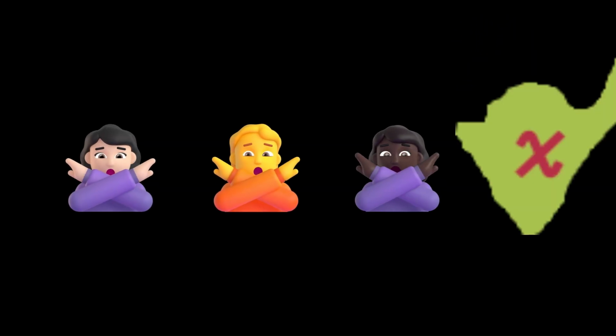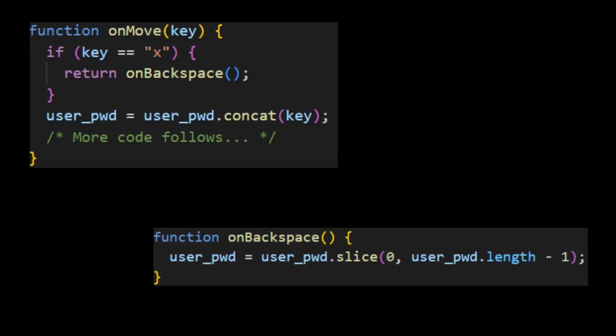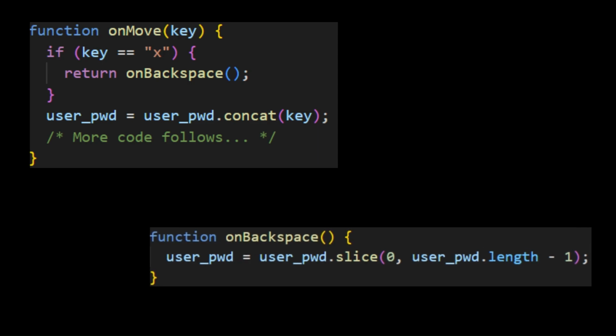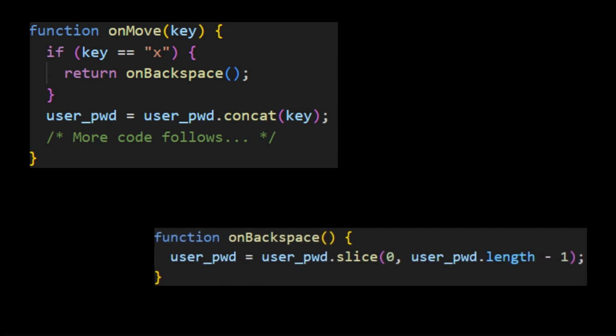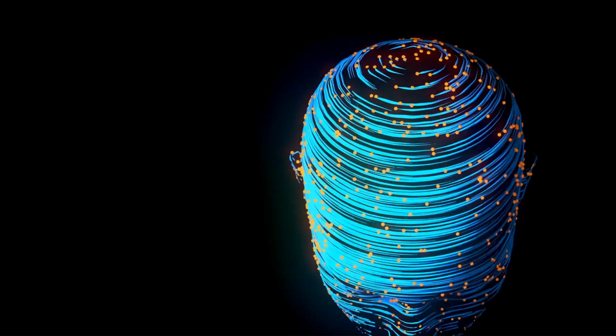What if the user clicked the X key? This is a backspace key. So we need an if statement to control this scenario. We can do it using another function, calling it on backspace, where we would update the user input by removing the last character. While calling on backspace, I'm also returning immediately since there's nothing else left to do in this special case.